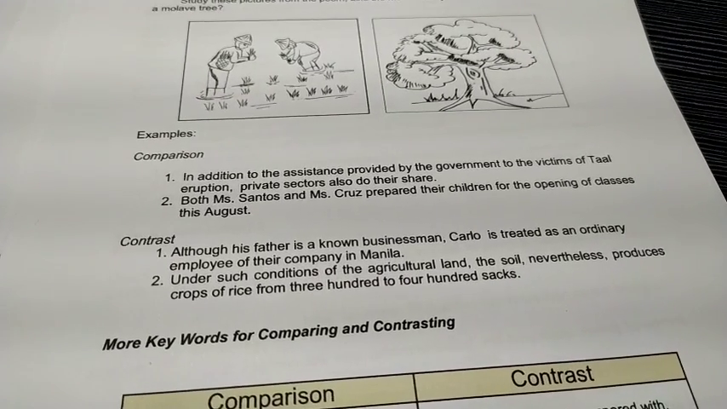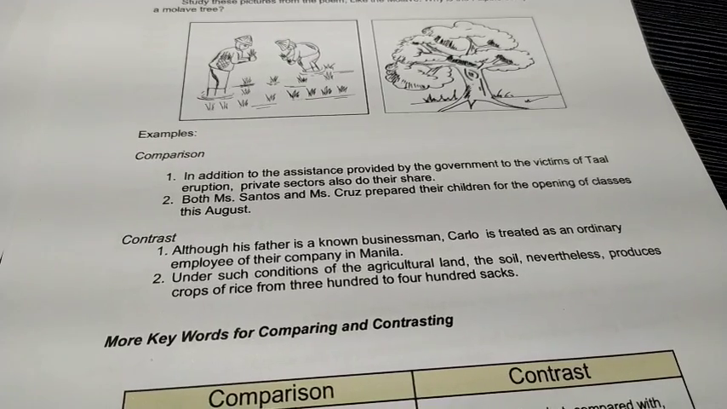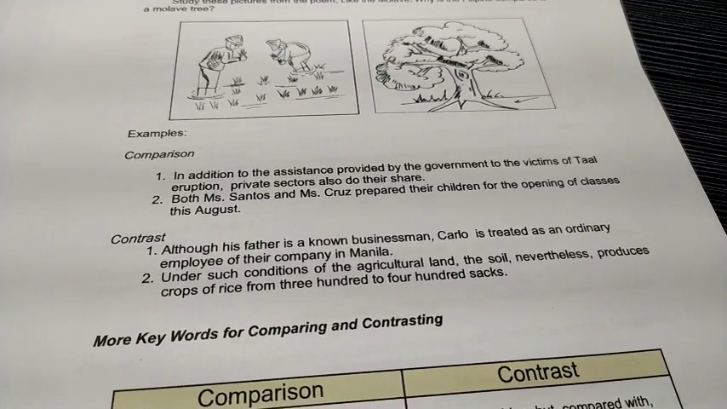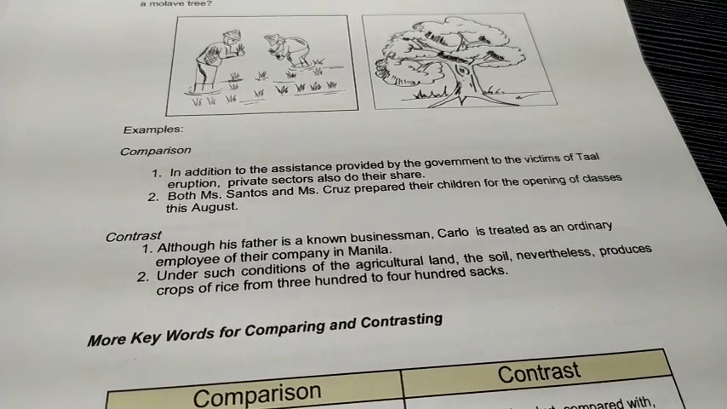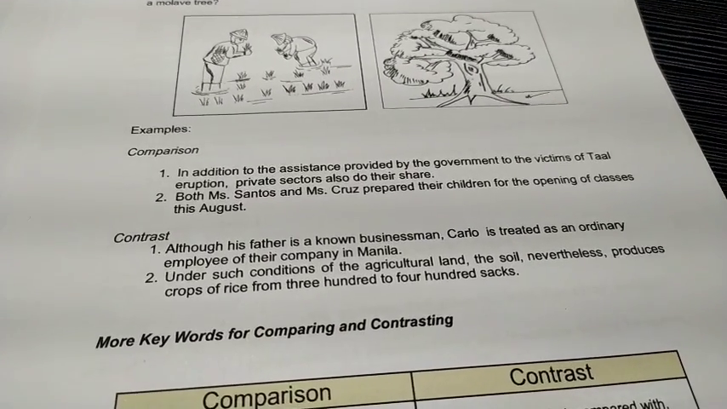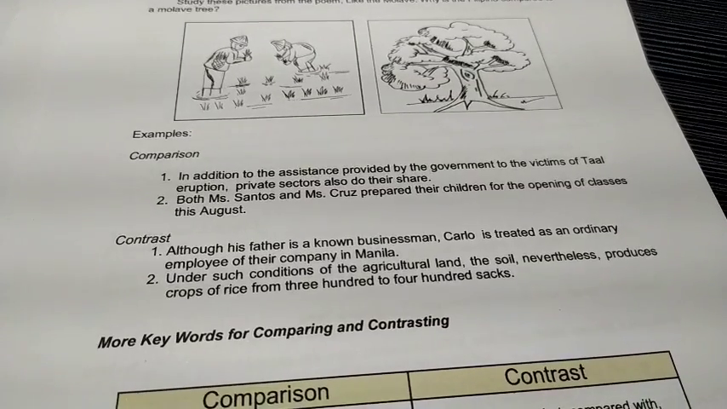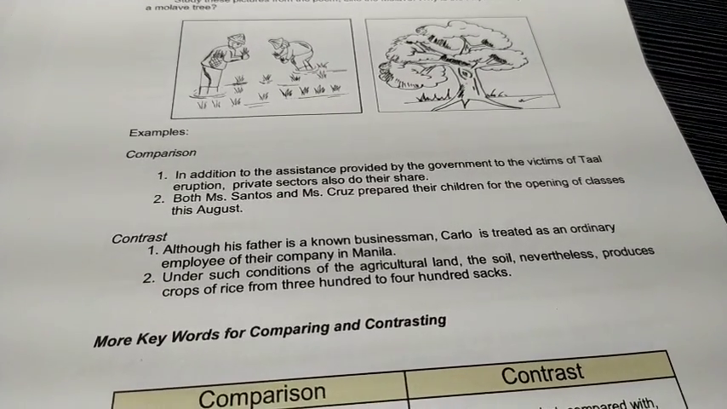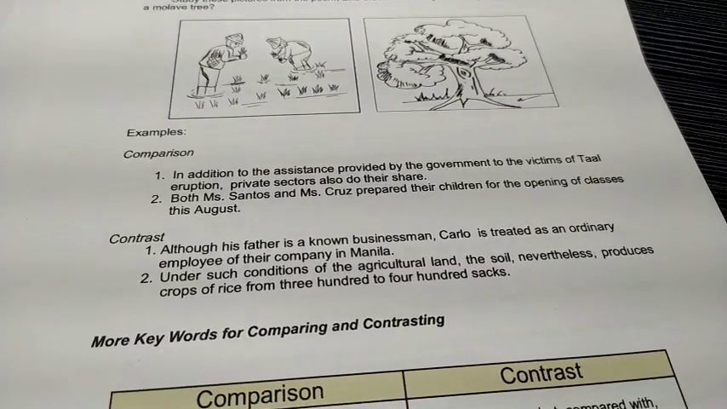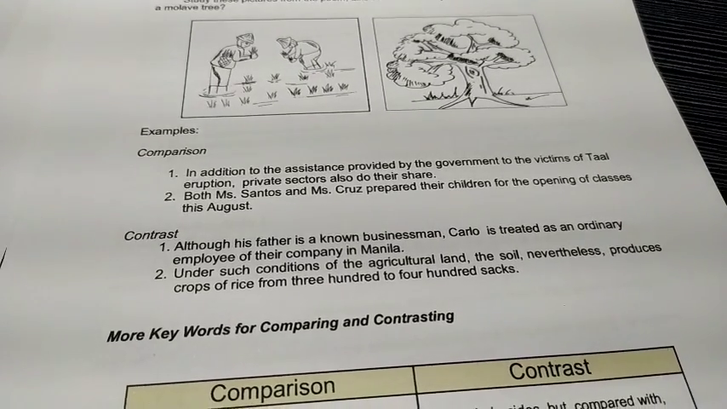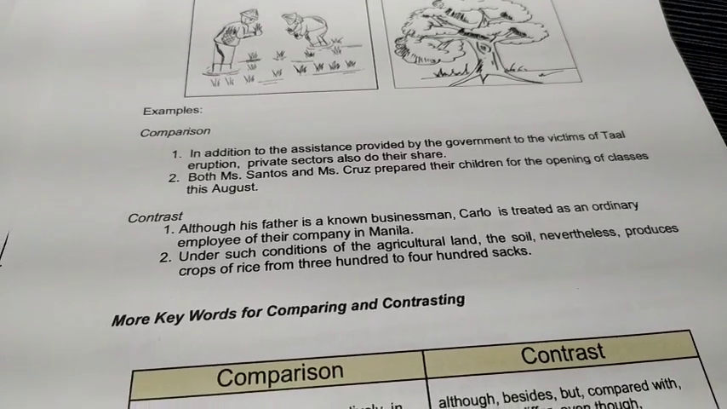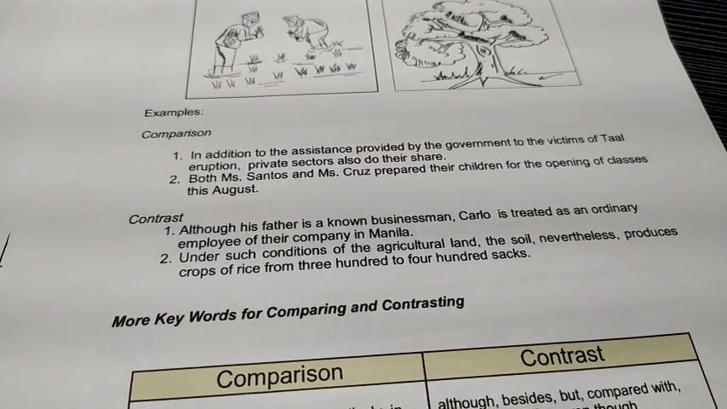For number 2, under such conditions of the agricultural land, the soil nevertheless produces crops of rice from 300 to 400 sacks. So we can see here the opposing idea, the condition of the agricultural land and the production of crops. Even though the condition of the agricultural land is not good, still there is a production of rice from 300 to 400 sacks. So even if it has a positive or negative impact, if there are opposing ideas, it's still under contrast, because two opposing or unlike ideas are shown together to make an impact or a complete message.